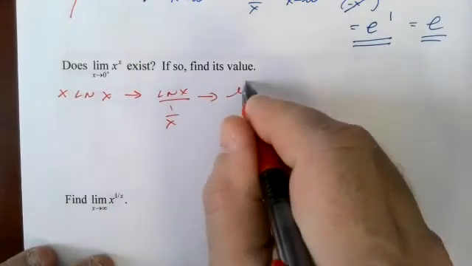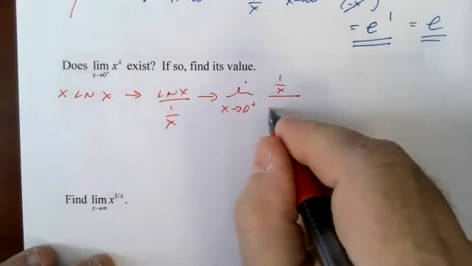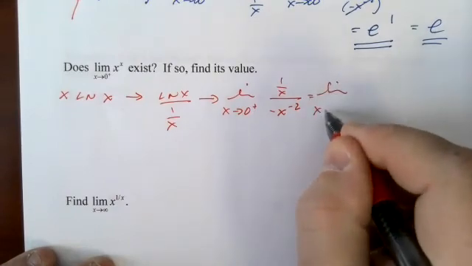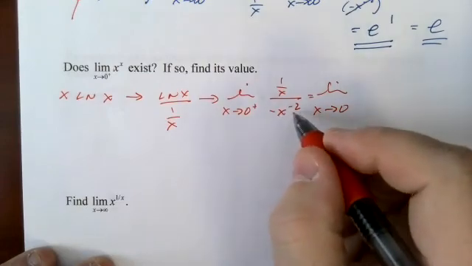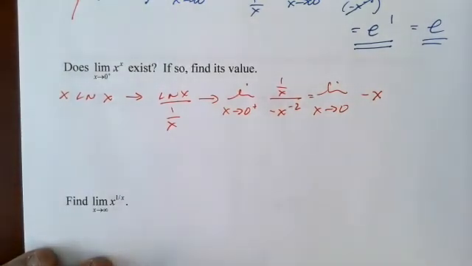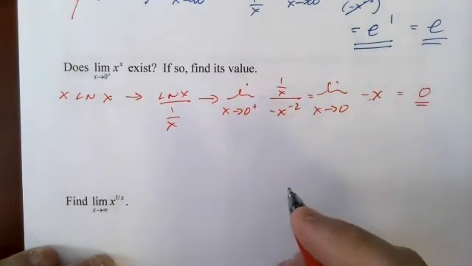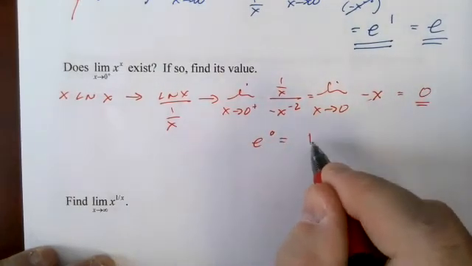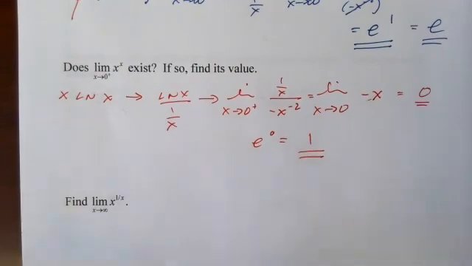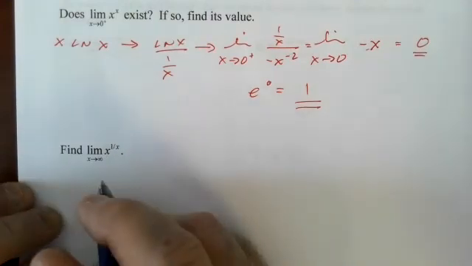So let's finally do our job here. x approaches 0 from the positive side, 1 over x, negative x to the negative second, which is, limit as x approaches 0, 1 over x squared, flip it up, we end up with, I believe, negative x. Sounds right. Plug in 0, we get 0, not negative 0, just 0. But don't forget, e to the 0 is 1. So the limit as x approaches 0 of x to the x is 1. Look at you, you're doing math.